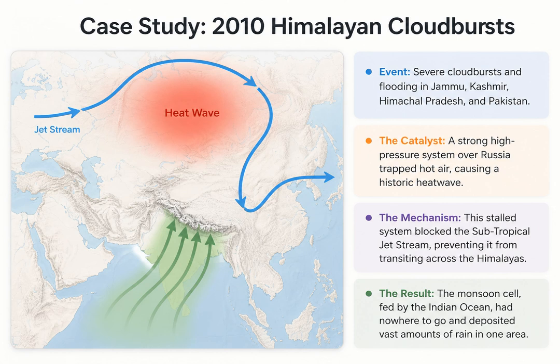Consequently, the moisture-heavy monsoon cell pushing up from the Indian Ocean hit a dead end. Trapped with nowhere to go, it dumped catastrophic amounts of rain over Pakistan and the Himalayas, causing massive flooding. This shows how interconnected global wind systems are, which brings us to the broader influencing factors we will examine next.